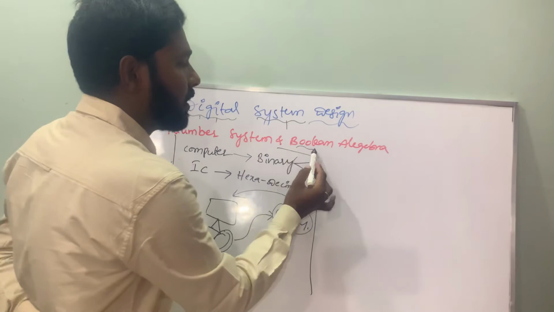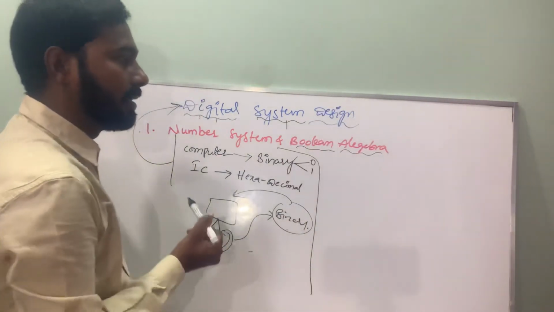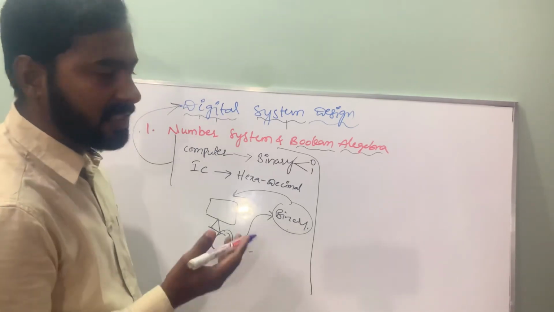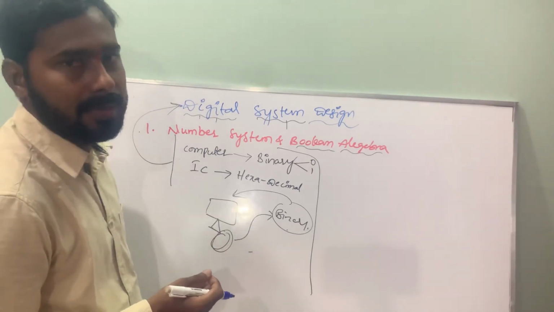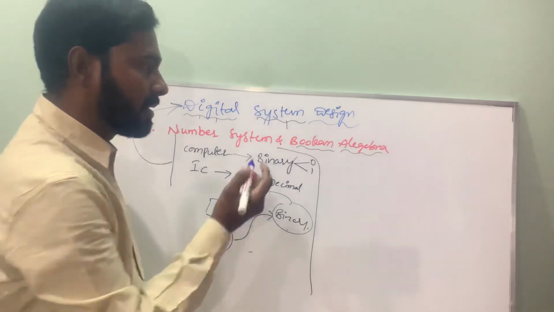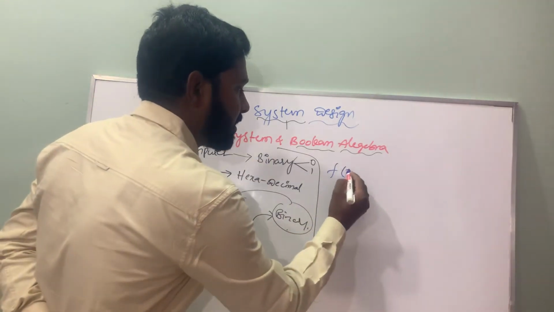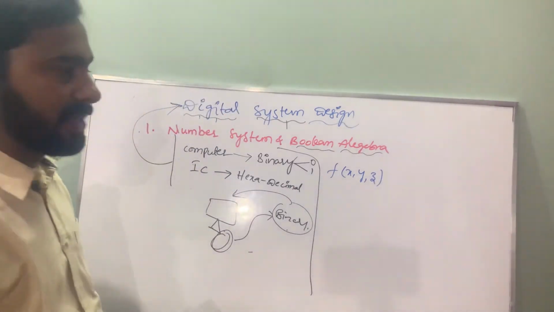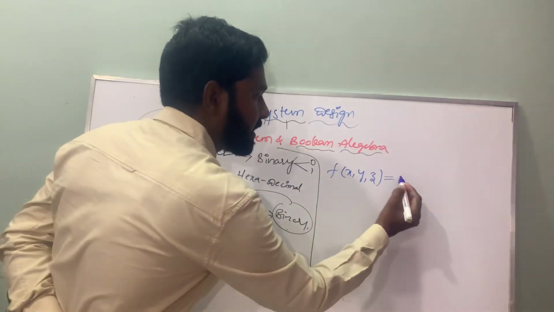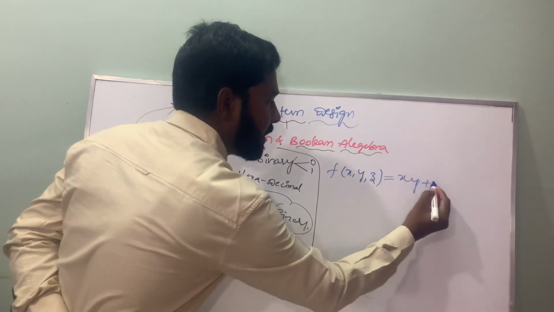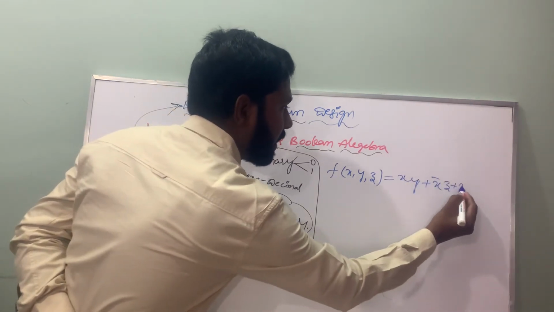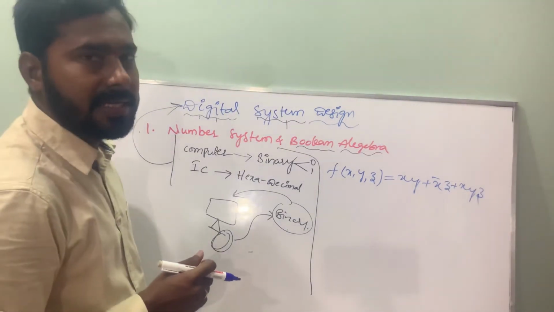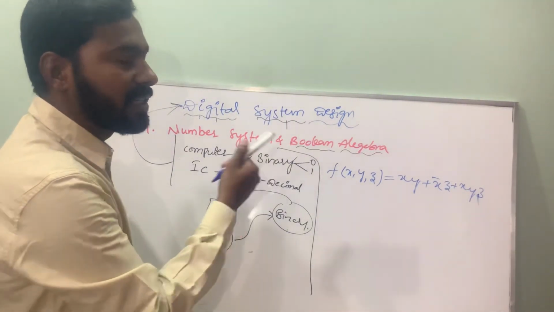Next is Boolean algebra. We know the Boolean function is a representation of variables, and variables are nothing but inputs. Suppose the function consists of variables x, y, z: F of x, y, z. The Boolean function is represented as x y plus x bar z plus x y z. So this is the function representation.